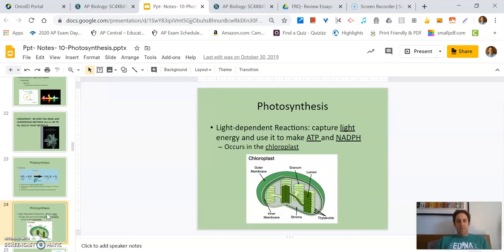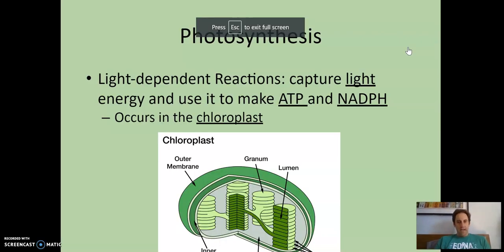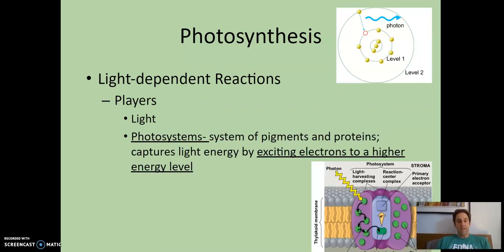And we're going to talk about the light dependent and the light independent reactions. So the light dependent reactions require light, and they use that light energy to make ATP and NADPH. These occur in the chloroplast, specifically in these little discs called the thylakoids. So I'll go through the players in this process here. The players include light; a specific wavelength of light is required.